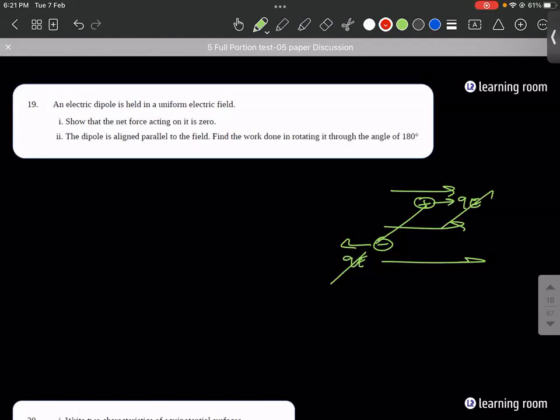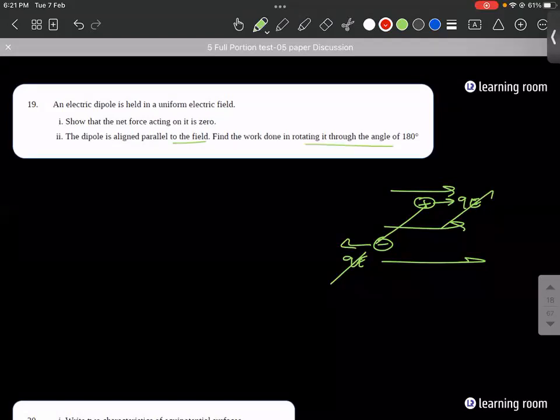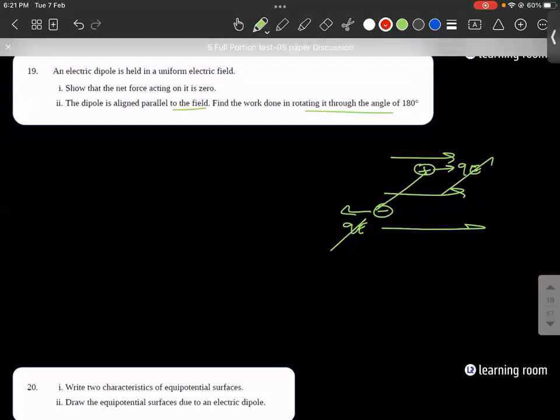The dipole is aligned parallel to the field. Find the work done in rotating it through an angle of 180 degrees. So initially, if the dipole is aligned along the field, what is the energy possessed in this case? Minus P cos theta. U is equal to minus PE into cos 0. Correct? Yes. So it is minus PE.